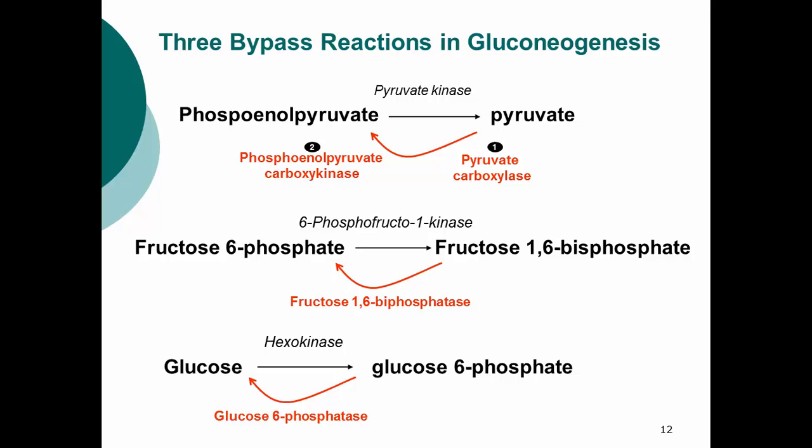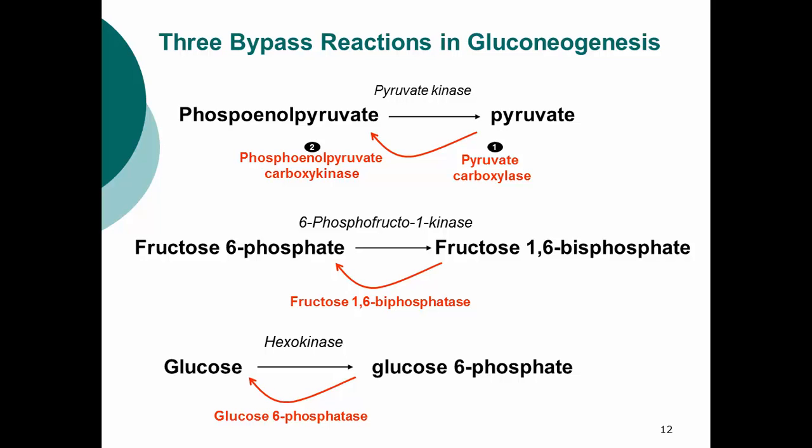I also talked about the three bypass reactions in the gluconeogenesis pathway. The first one is the conversion of pyruvate to phosphoenolpyruvate, and this reversal or bypass pathway requires two enzymes, right? Pyruvate carboxylase and phosphoenolpyruvate carboxykinase.